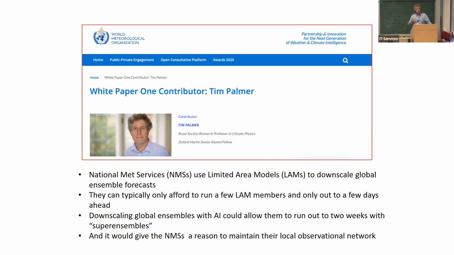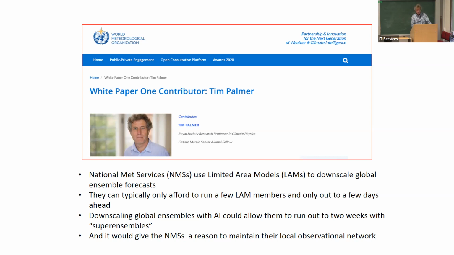And of course, the advantage of this would be, so there are two advantages. One is you would produce big ensembles. You wouldn't be just using 5-member ensembles. And also the scheme would go out for the full range of the ECMWF forecast, say 2 weeks into the future. So it's going to be much more useful for the agencies.